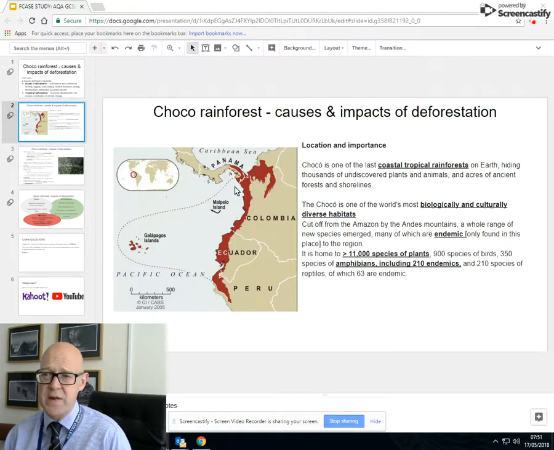Okay, here's the Choco rainforest. So we're on the Pacific Rim. The Pacific Rim, they're the Galapagos Islands. And here you've got what is a coastal wet tropical forest.